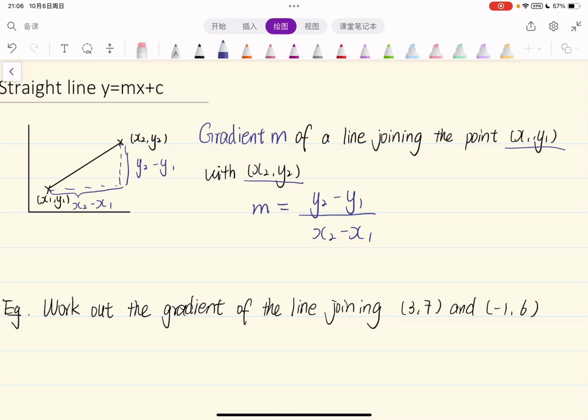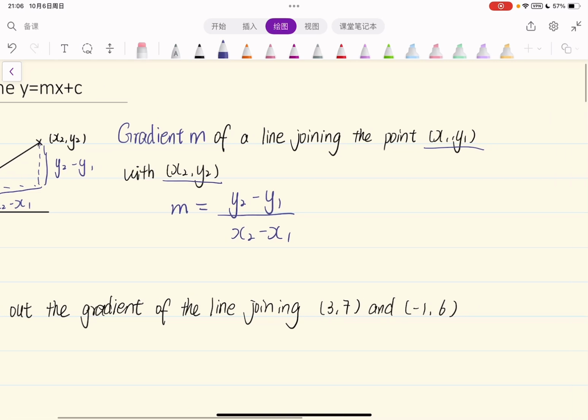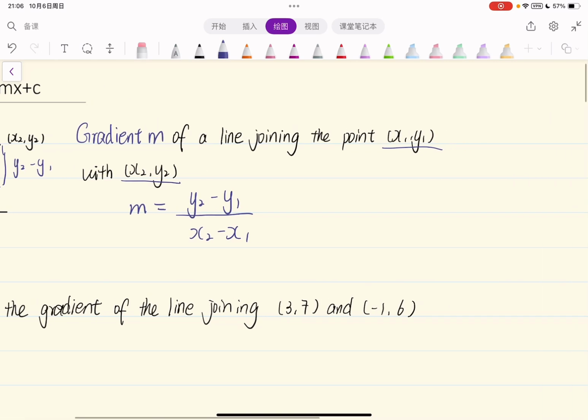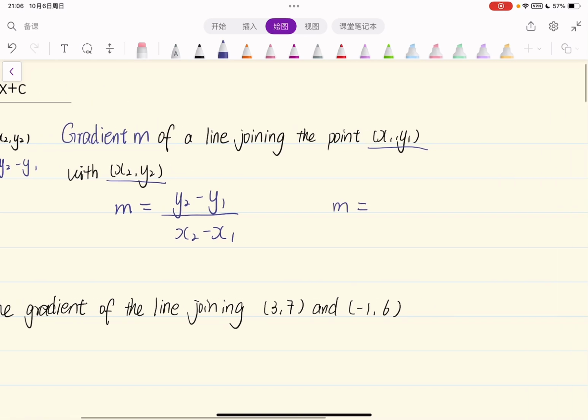Be aware that you need to write it correspondingly. We cannot write m equals y2 minus y1 over x1 minus x2. You must write it using the same point order, so y2 x2 or y1 x1.